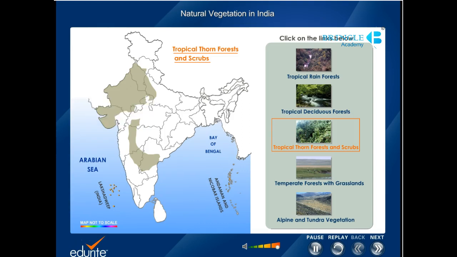The trees that grow here are scattered and have long roots penetrating deep into the soil. The roots spread in a radial pattern to find water. Leaves are small and help minimize evaporation. Acacias, palms, euphorbias and cacti are the main plant species found here.